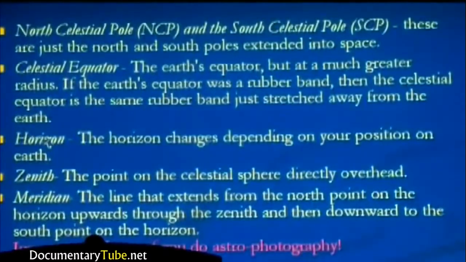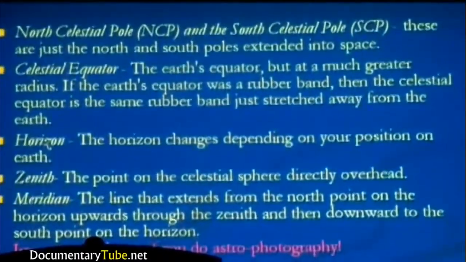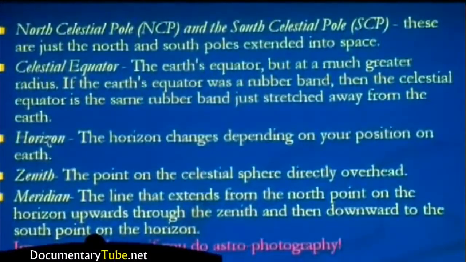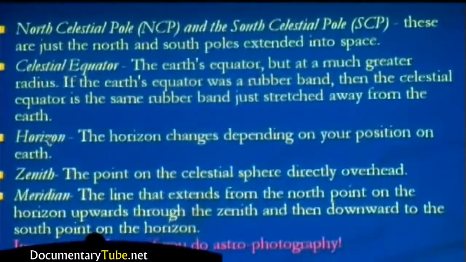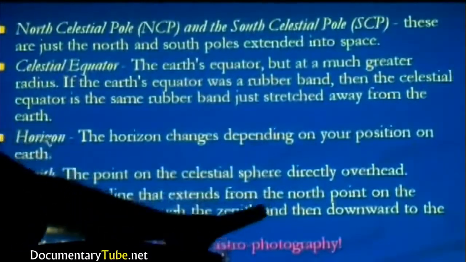The horizon is something that obviously changes depending on your position on the Earth. So the stars that we will see here in North America may be very different from the stars that someone would see in Australia. I can't see from Dallas, Texas, I can't see the South Celestial Pole because the Earth is blocking my view.